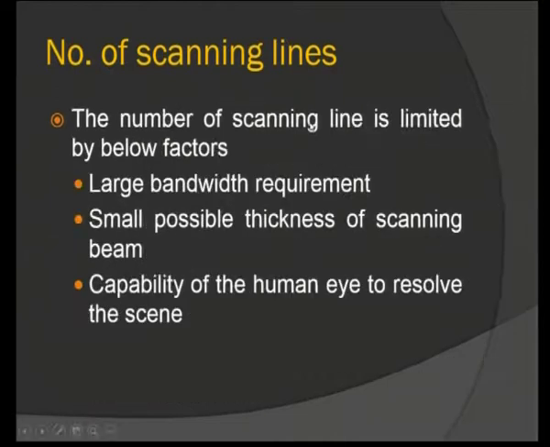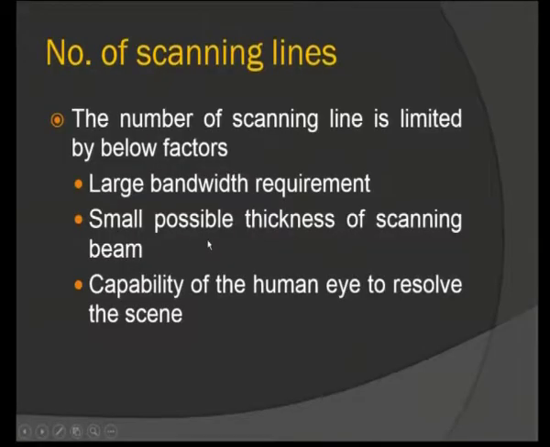So, 625 lines is considered the standard CCIR for the number of scanning lines. The number of scanning lines is limited by the following factors: large bandwidth requirement, the small possible thickness of the scanning beam, and the capability of the human eye to resolve the scene. On all these factors, we can limit the number of scanning lines.